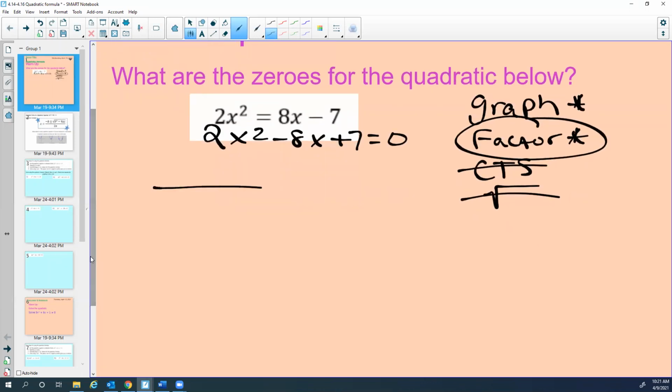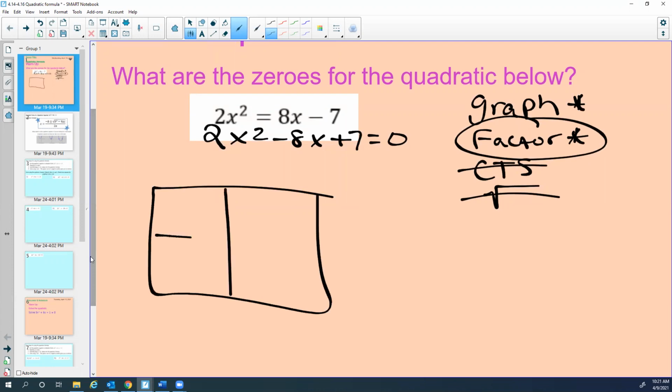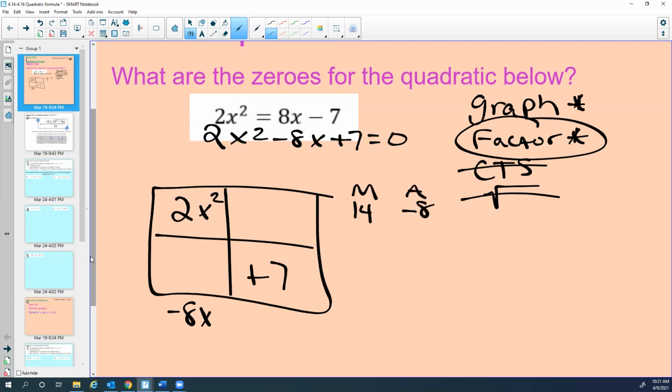So I got 2x squared minus 8x plus 7. On my m side, I have 2 times 7, which is 14. My a side, I have negative 8. 1 times 14 equals 15. And then 2 times 7 gives me 9. Nothing adds up to give me 8. So it turns out I can't even do this with factoring.